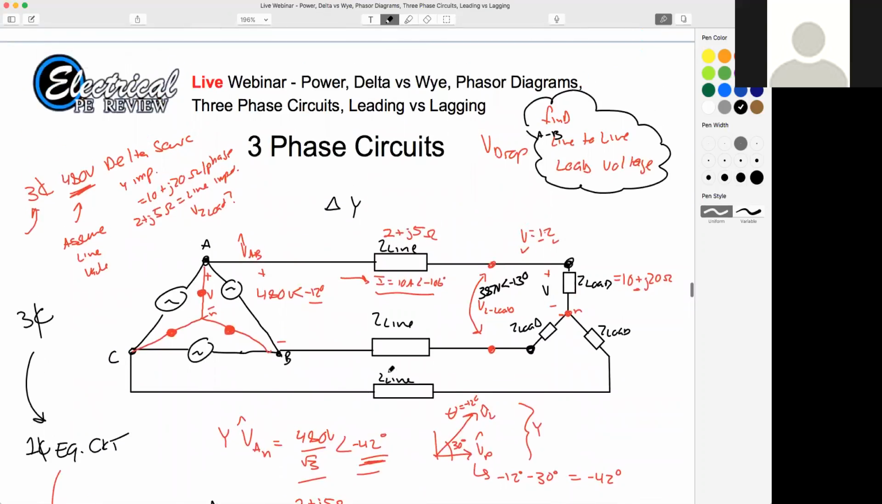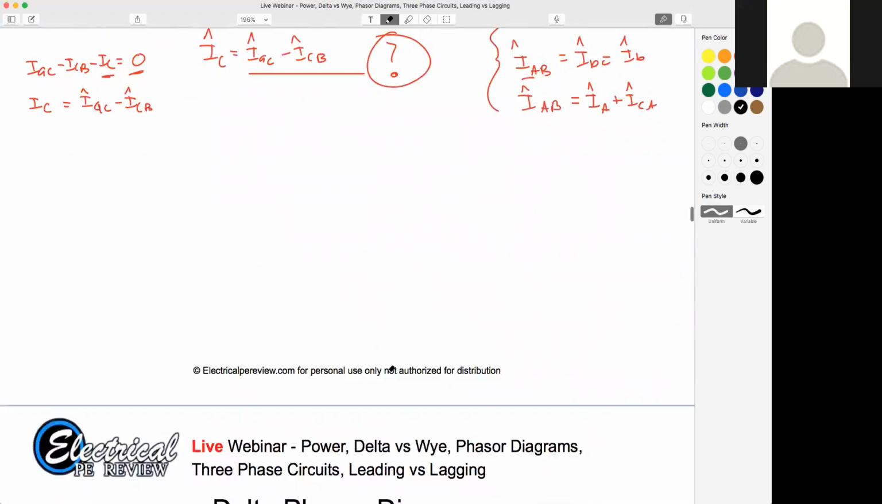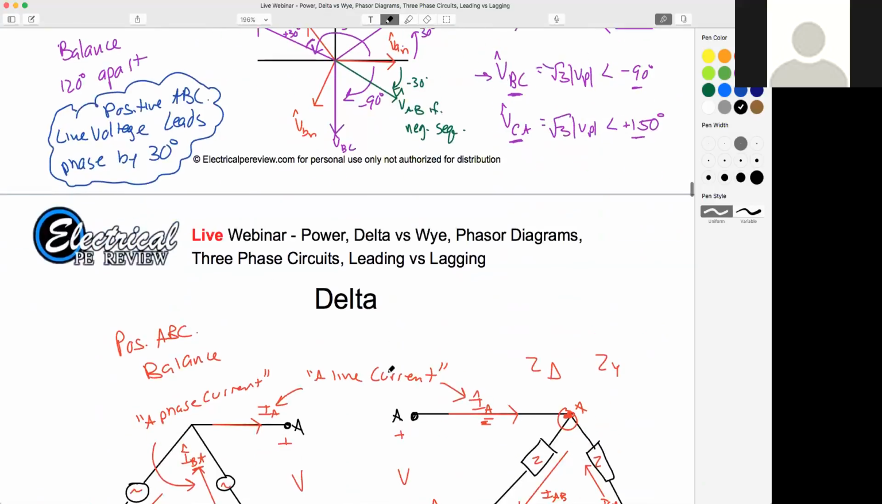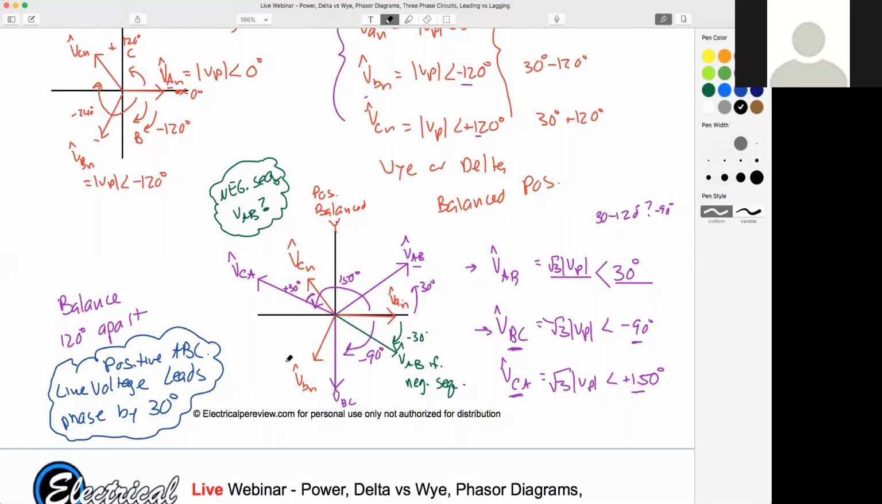Sure. I'm going to fly up here really quick to my phasor diagram. We said on a Y system, so this is a little busy here, but on a Y system for a positive balanced Y, our line-to-line voltage leads our phase voltage by 30 degrees, doesn't it? So my A line voltage leads my A phase voltage by 30. My B line voltage leads my B phase voltage by 30. And same is true for my C line voltage and my C phase voltage. Are you good with that?